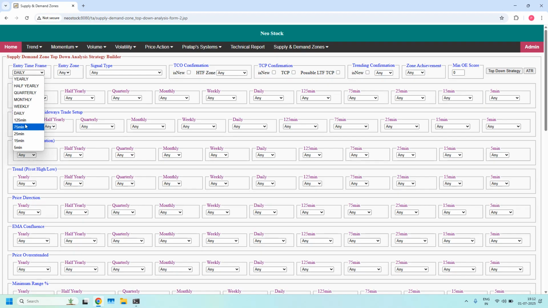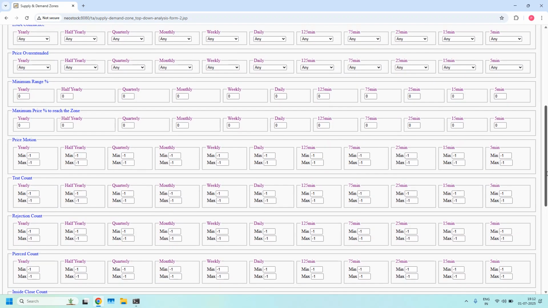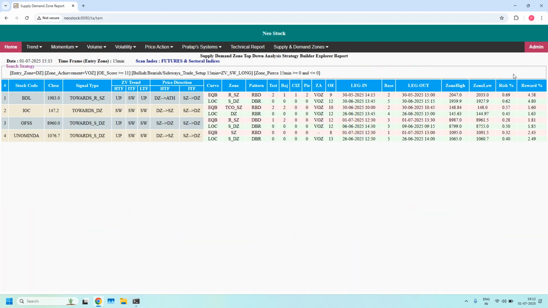For daily income trade, entry time frame 15 minutes, entry zone, demand zone, bullish, bearish, sideways at 15 minutes. I am selecting sideways long, zone achievement violated opposing zone, minimum order enhance score 11 for sideways, and also 15 minutes demand zone should not be pierced. In the pierced count, at 15 minutes time frame, minimum value I am setting 0, maximum value setting 0, so that zone is not pierced. So we got 4 stocks. In all these 4 stocks, daily income trade sideways long trade setup they are supporting. That is, entry time frame zones are 15 minutes demand zones.